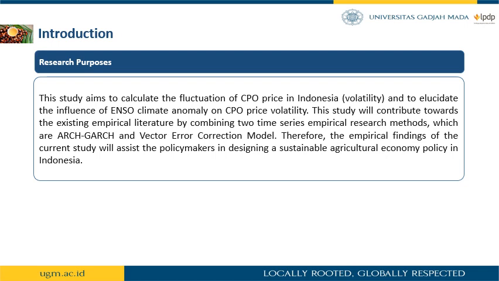This study aims to calculate the fluctuation of CPO price in Indonesia, or volatility, and to elucidate the influence of ENSO climate anomaly on CPO price volatility. This study will contribute towards the existing empirical literature by combining two time series empirical research methods, which are ARCH, GARCH, and vector error correction model. Therefore, the empirical findings of the current study will assist the policymakers in designing a sustainable agricultural economic policy in Indonesia.